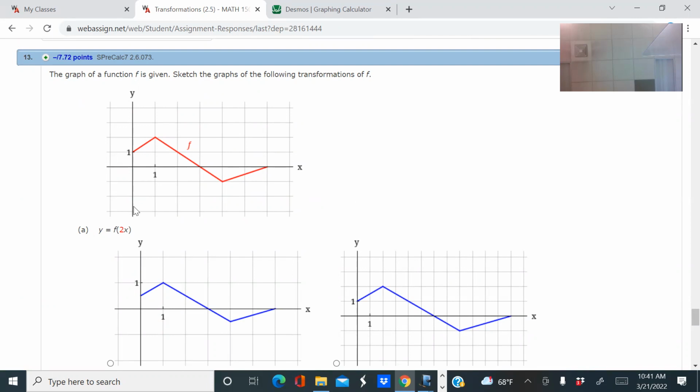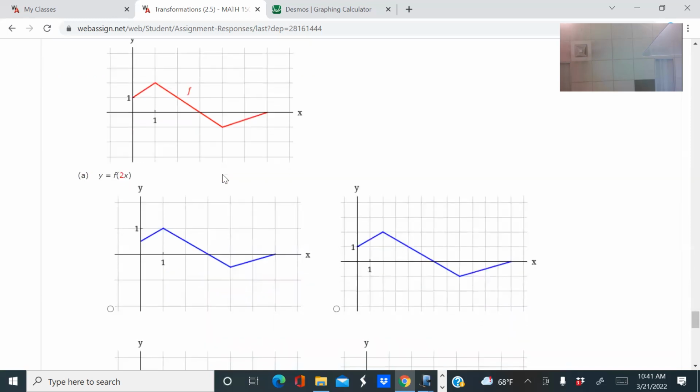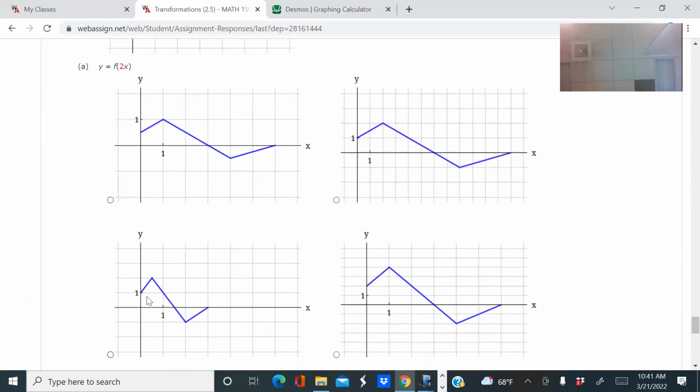You always take the constant that you're multiplying y by or x by and divide that into 1. Take the reciprocal of it. So you're stretching by a factor of 1/2. When you stretch by a factor of 1/2, that's shrinking, correct? So you're shrinking this graph in the horizontal direction. Is that this one? I think.